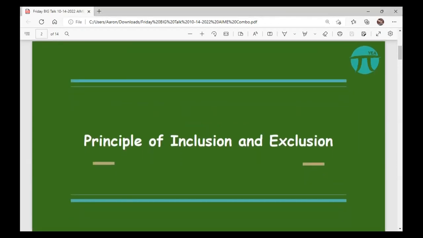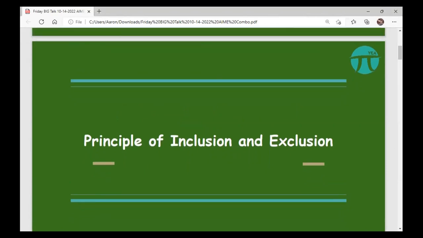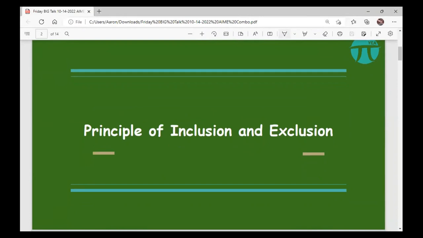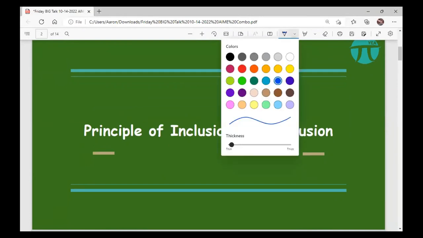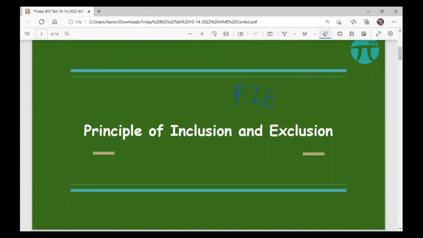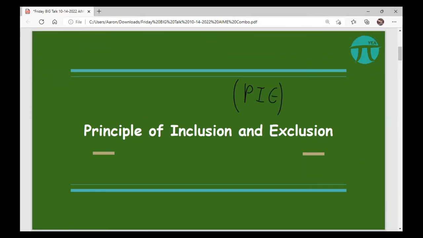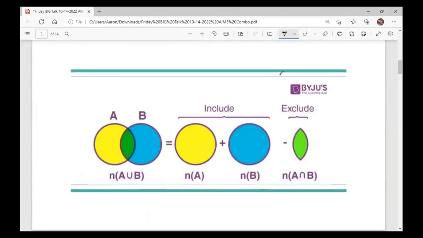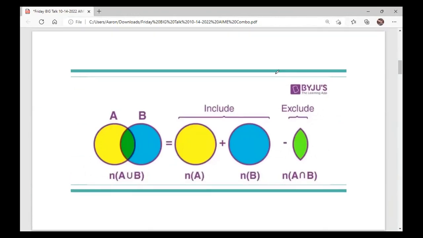My topic for today is going to be on the principle of inclusion and exclusion, which is usually abbreviated as just PIE. That's just for short. Some people just directly say pi, although that's just not clear enough. So this is a basic overview of PIE.